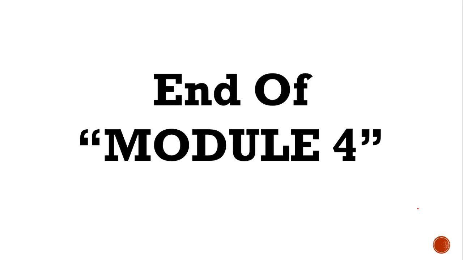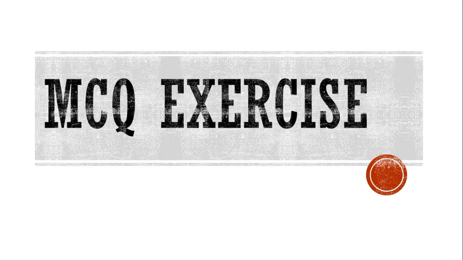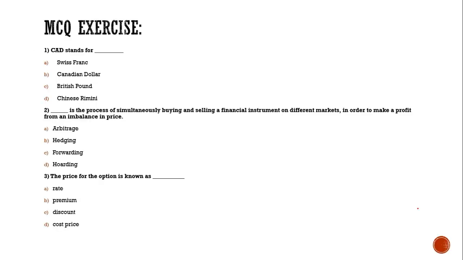So with this we come to the end of the fourth module, but before completing the video lecture we will take up one last exercise based on MCQs. So let us see what MCQs are available under the fourth module. Again, first three MCQs are given. Number 1, CAD stands for dash. 4 options are given. Second, dash is the process of simultaneously buying and selling a financial instrument on different markets in order to make a profit from an imbalance in price. Again, 4 options are given. And then third, the price for the option is known as dash. Again, 4 options are given.